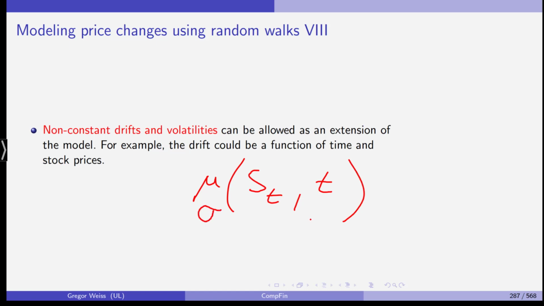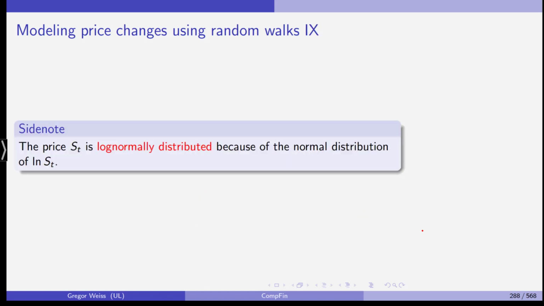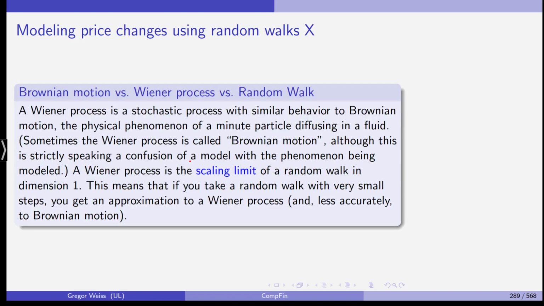And this wouldn't change the distribution. On a side note, you can see that the log prices are normally distributed. The price itself is log normally distributed under the assumption of a random walk or a Wiener process. Okay. Again, a reminder: what is the difference between a random walk, a Wiener process, and a Brownian motion?